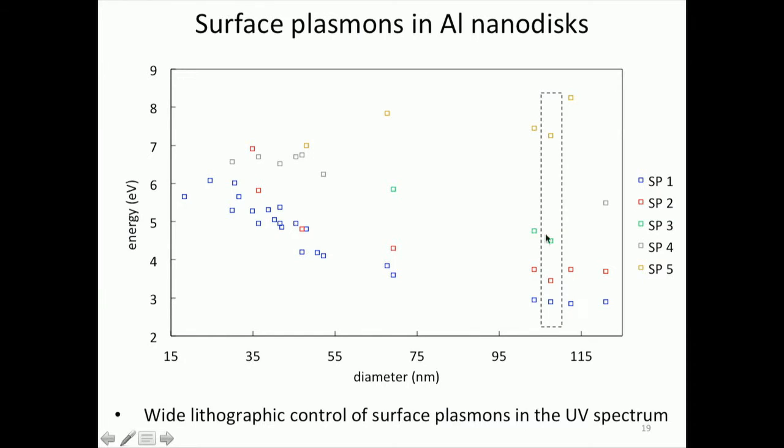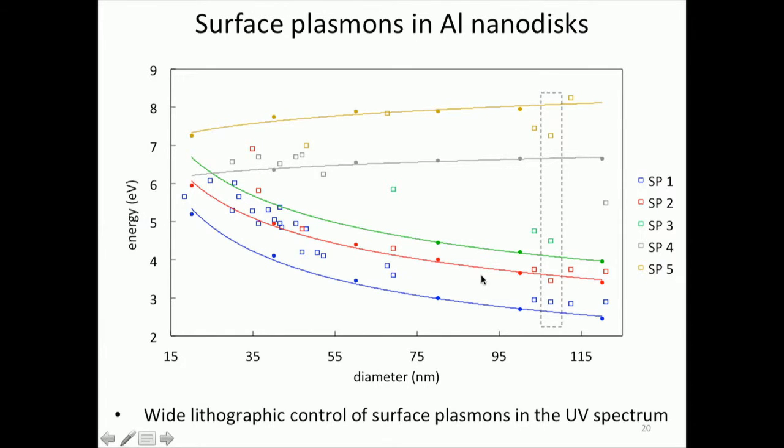And then, based on these modes as a reference, we tracked how these peaks change as a function of diameter. You can see that SP1, 2, and 3 tend to increase when we decrease the diameter, and SP5 and 4 modes tend to slightly decrease when we decrease the diameter. We also plot here the simulation to see if there's some agreement with that.